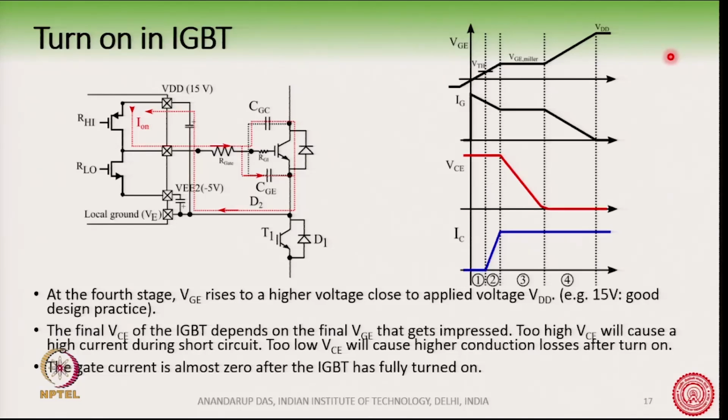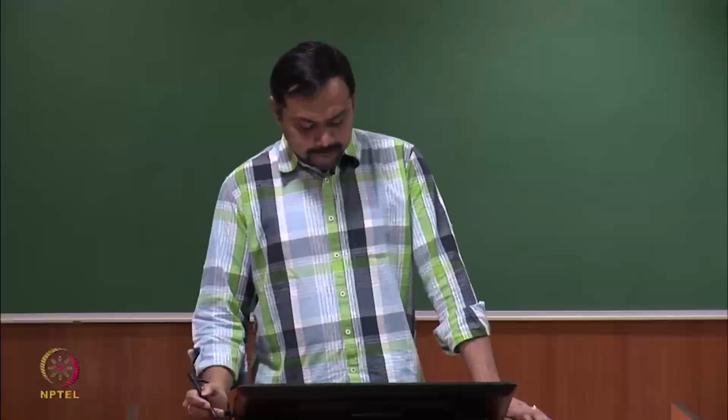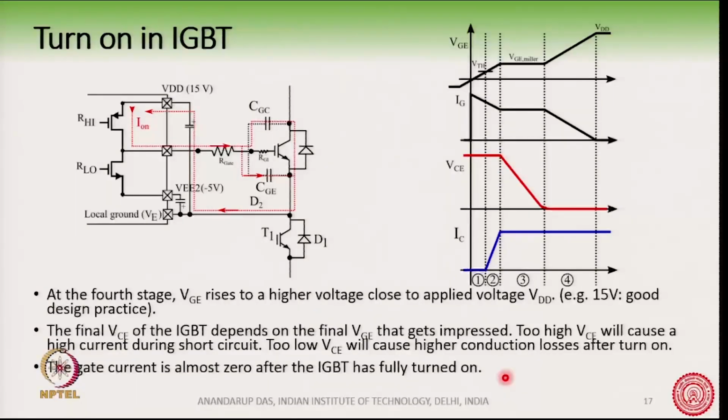If you use too high a value of VCE, then it can cause a high current during short circuit, whereas if you use a very low value of VCE, it will cause higher conduction losses after the device has been turned on. Now, the gate current is almost 0 after the IGBT has fully turned on. You can see here the gate current has almost come down to 0.